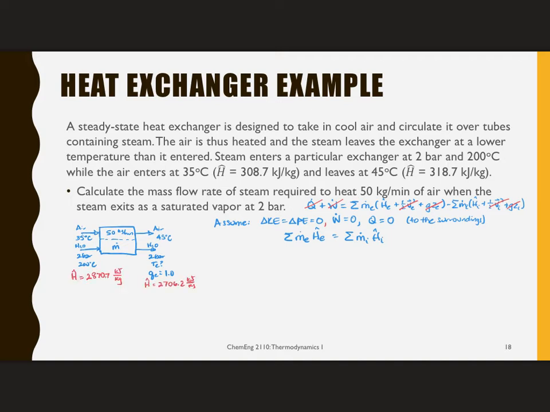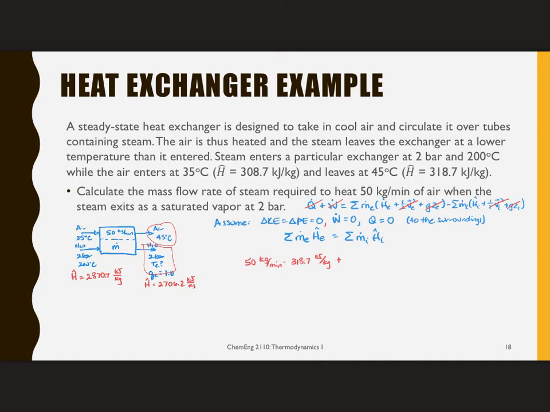Using the appendix in this textbook, I found that the inlet for the steam was 2870.7 kilojoules per kilogram, and for the exit is 2706.2 kilojoules per kilogram. If I look at the sum of mass flow rate times enthalpy at the exit, I have the air at 45 degrees C, flowing at 50 kilograms per minute, multiplied by the enthalpy at that temperature, which is 318.7 kilojoules per kilogram.